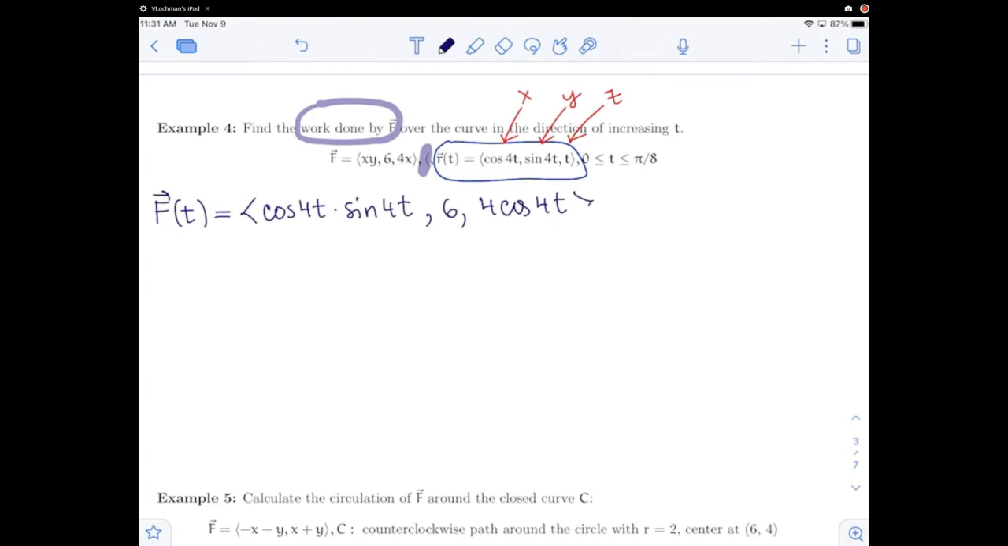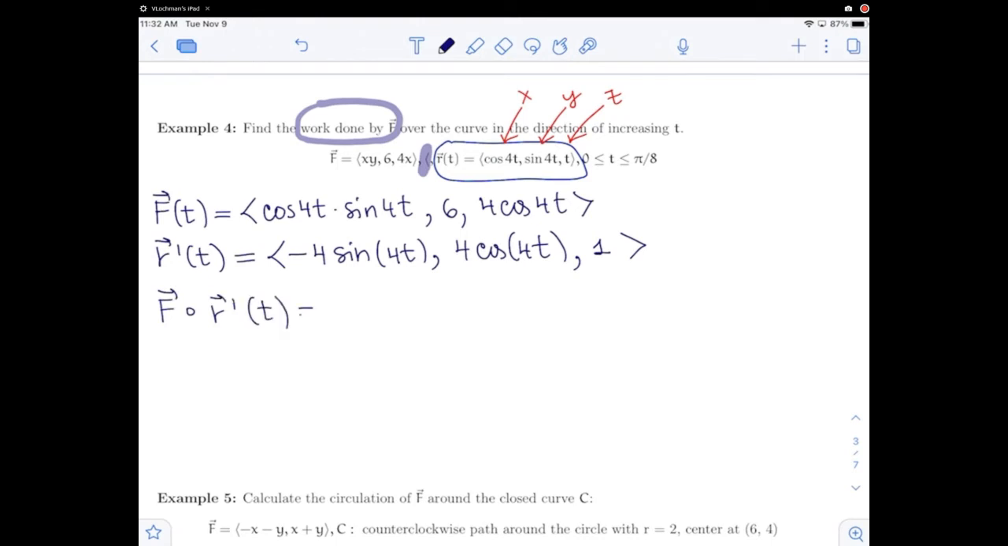All right, second step, computing r prime. R prime of t is equal to negative 4 sine of 4t. The argument doesn't change. Positive 4 cosine of 4t, and here we get 1. So F in terms of t is done, and we found our r prime. What is the next step? Find their dot product, right?